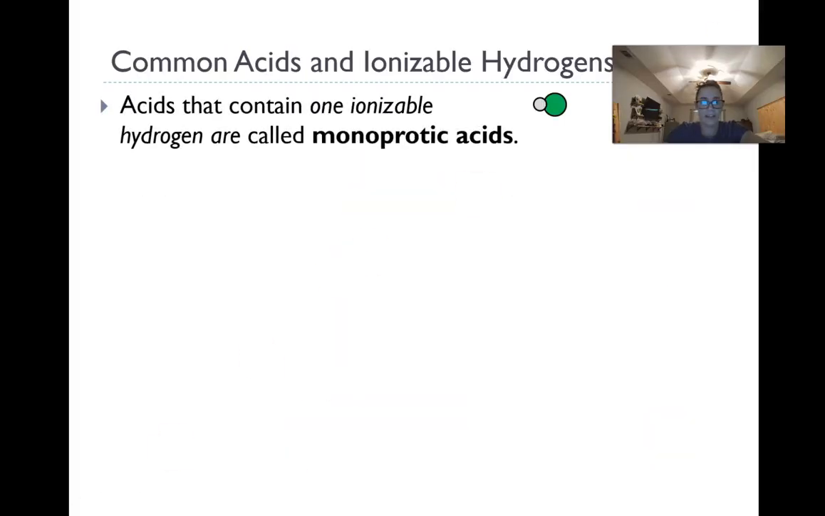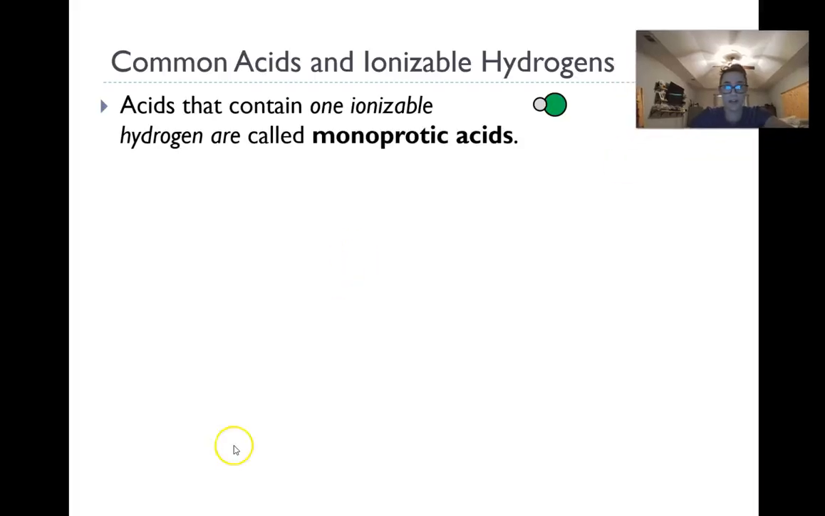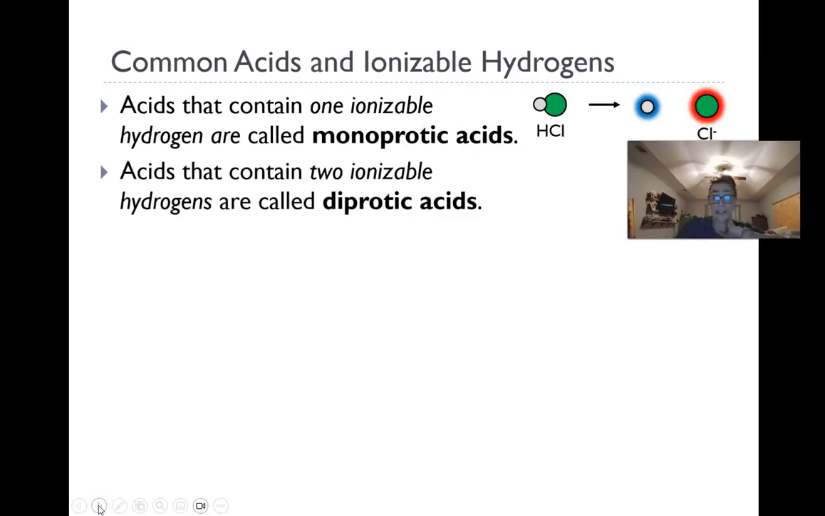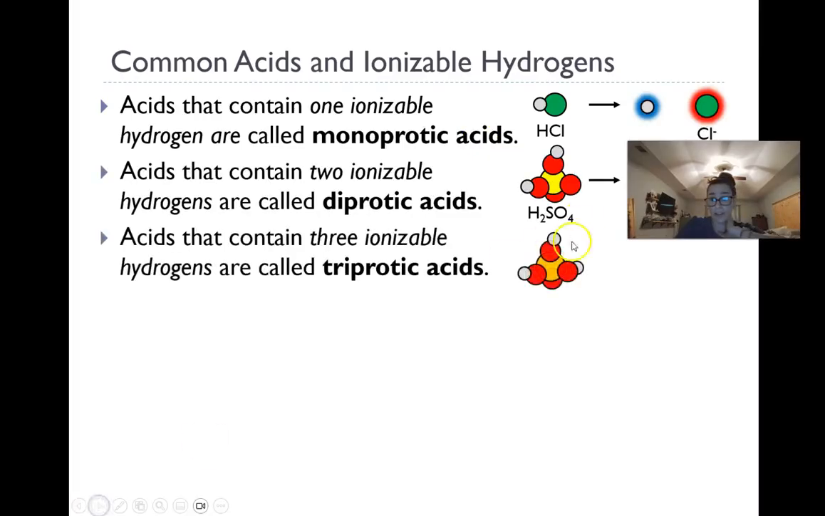So again, acids that contain only one ionizable hydrogen are called monoprotic, and ionizable just means it can form an ion in solution. So obviously an acid will form a hydrogen ion in solution. For example, hydrochloric acid is going to produce the hydrogen ion and the chloride anion. Acids that contain two ionizable hydrogens are called diprotic. Again, our sulfuric acid example.